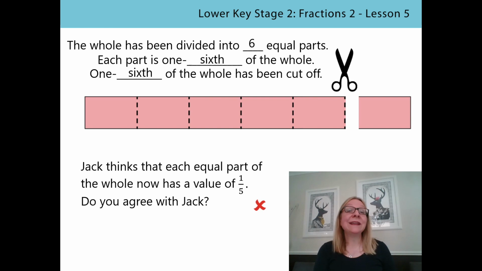Jack is actually incorrect. Although one part of the whole has been cut off, the whole has not changed. It still has 6 equal parts. Each equal part of the strip of paper is still worth 1/6.